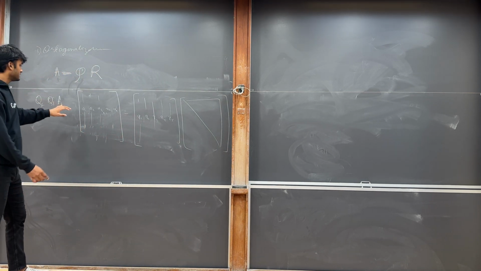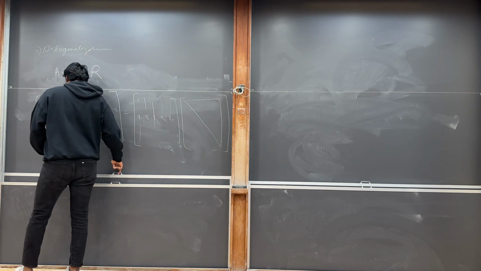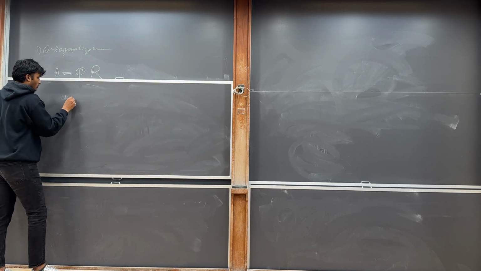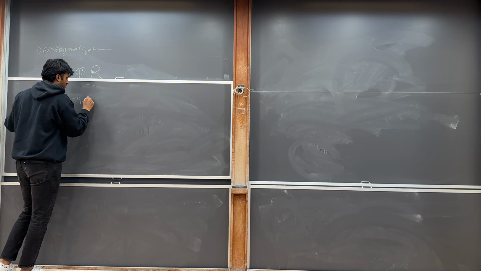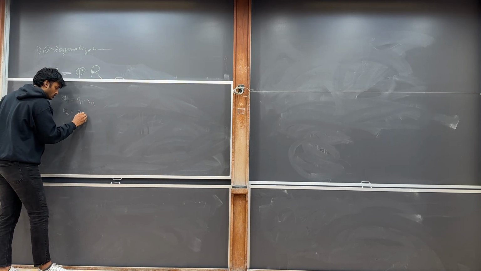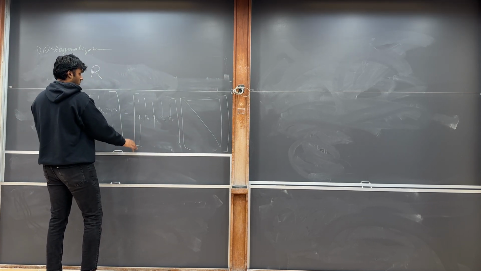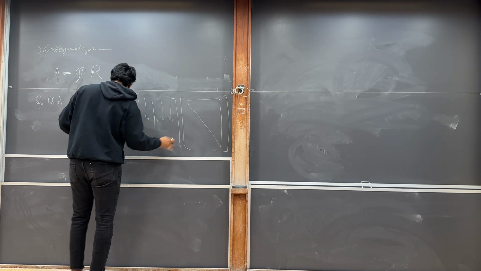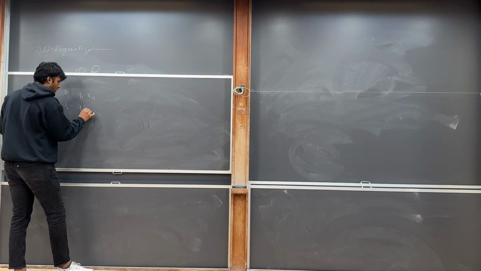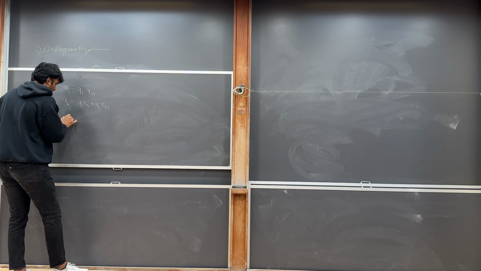What this means is that the first column A1 is Q1 times R11. The next column A2 is Q1 times R12 plus Q2 times R22, and so on.